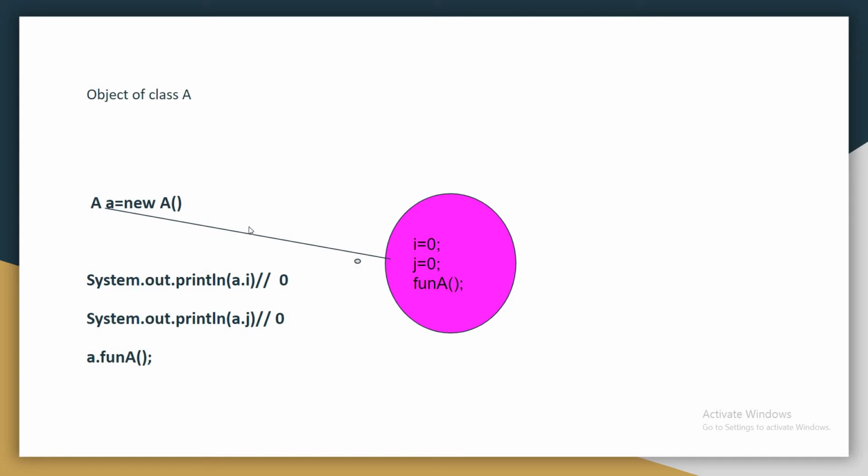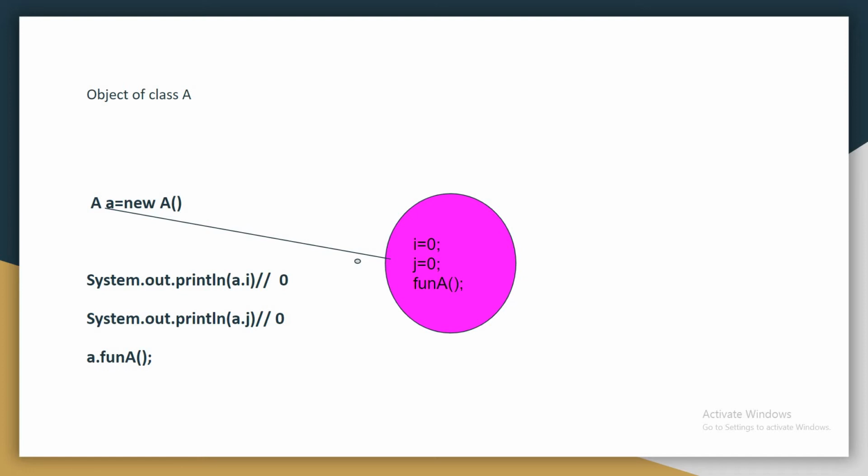By using the dot we can access all these members directly. If you want to access i, you will write a dot i. If you want to access j, you have to call a dot j. If you want to call this function a, you have to call a dot function a.